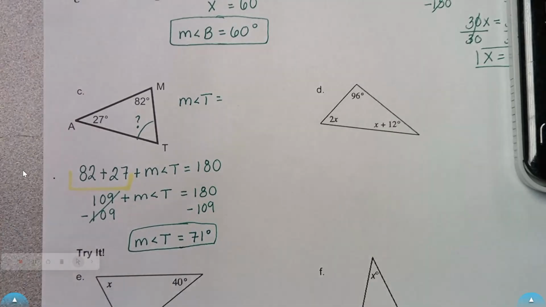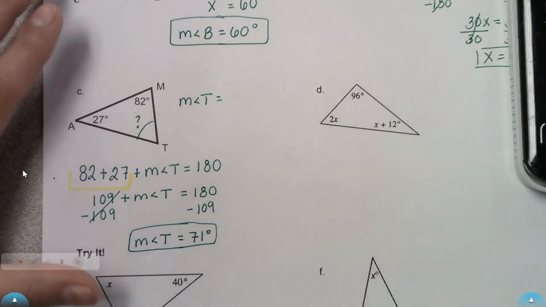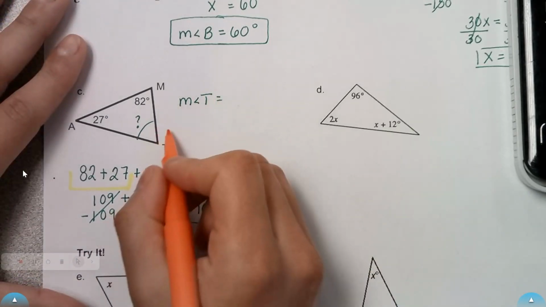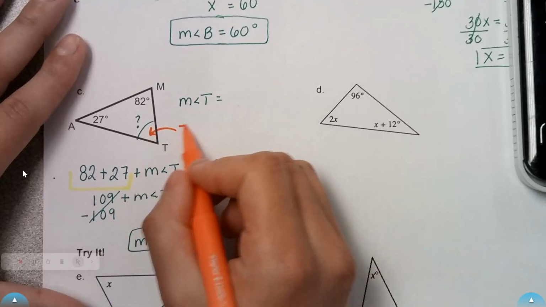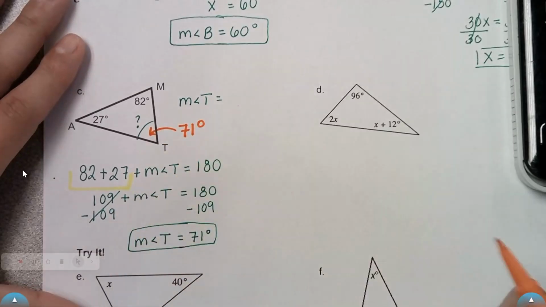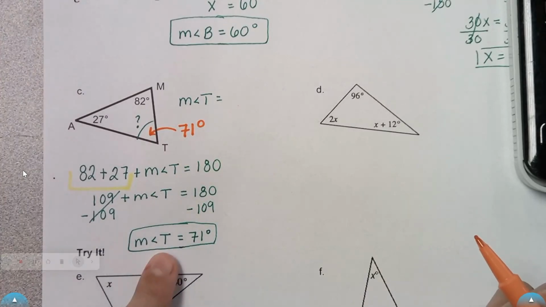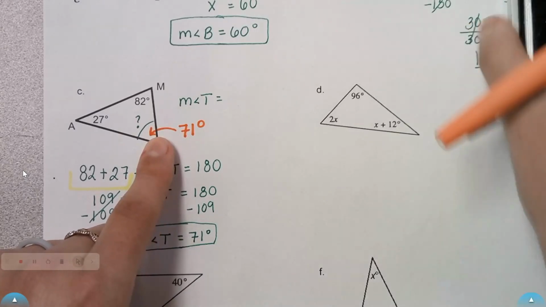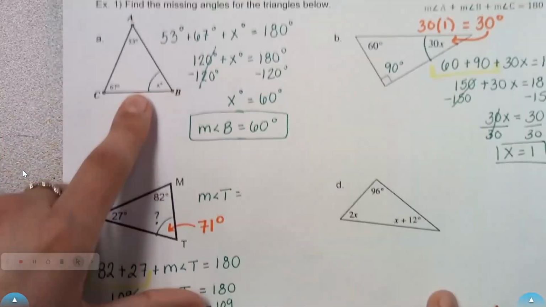So if I want, I can add that back into my picture, just like I did for the previous one. So here, this angle is 71 degrees. Okay, so I have it here. I also put it in my picture. I could put it back in my picture for letter A. I realized I didn't do that.